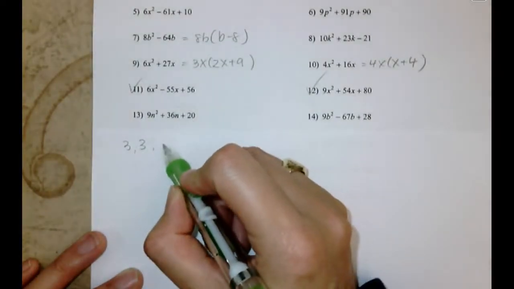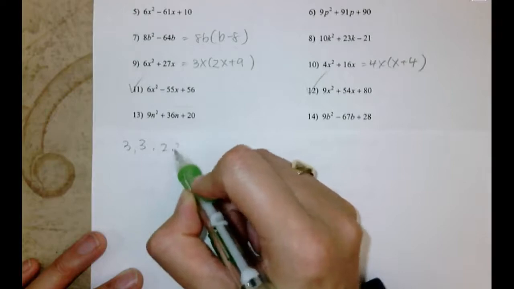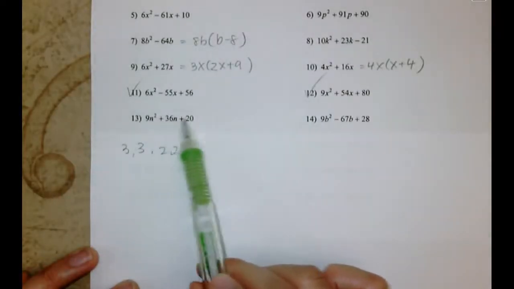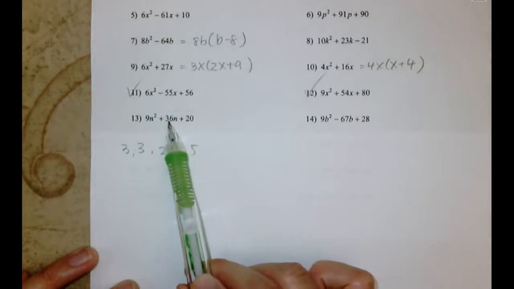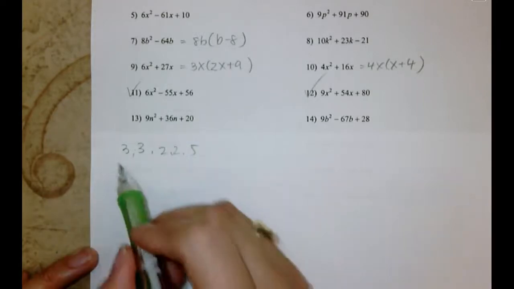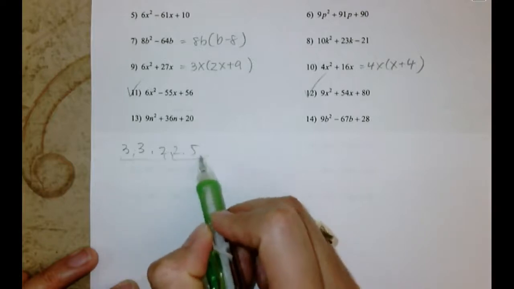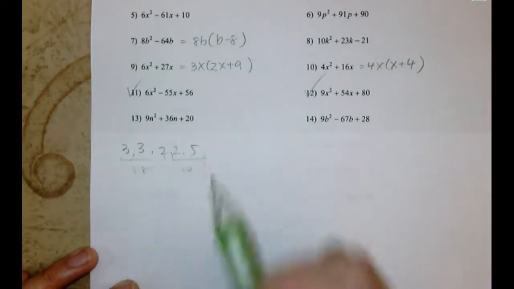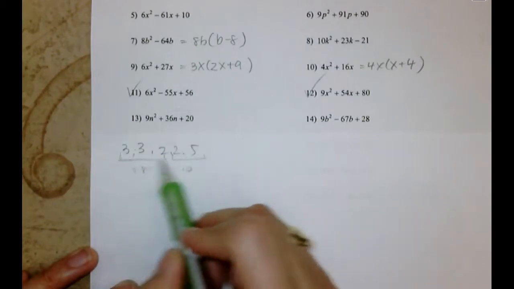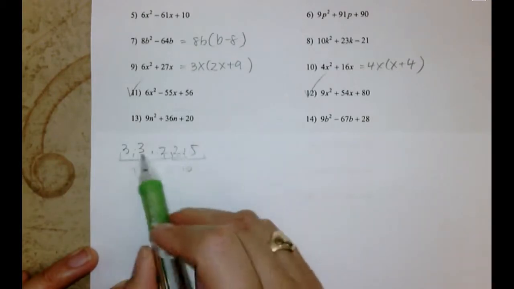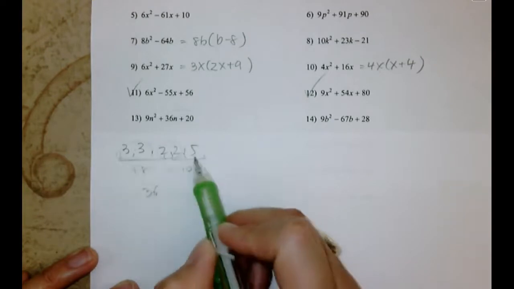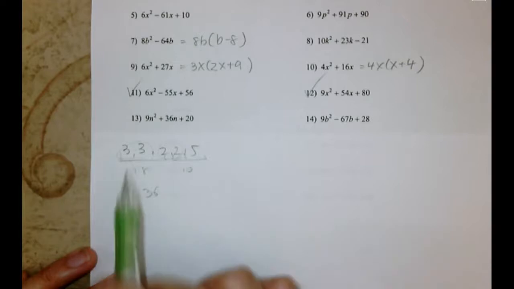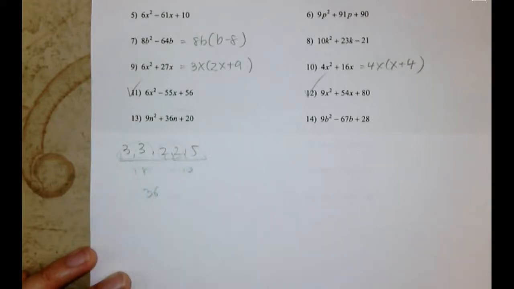So 20 is 4 times 5, so that's 2, 2, and 5. Okay, and these are both positive, so we're looking for two numbers that add up to 36 and both positive. So let's try this and this. That's a 10, 9, 18, that's 28, that doesn't work. So let's try this. That's a 4 and 9. That's 36 plus 5. 9 times 4. That doesn't work.